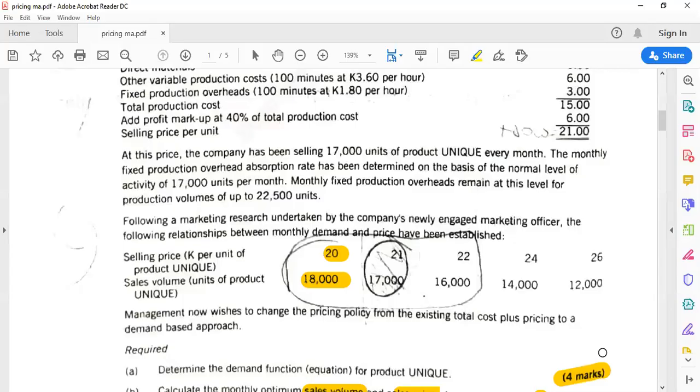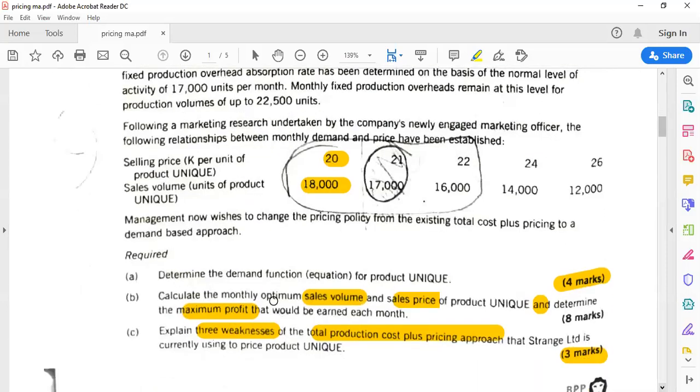There we go. Our next question says we have to calculate the monthly optimum sales volume and sales price of product Unique. So sales volume and sales price. And also we work out the maximum profit. 8 marks. 8 marks is not a joke in the exam. So here, for us to work out the optimum monthly sales volume, in short, we are simply looking at the quantity which is going to help us maximize those profits.